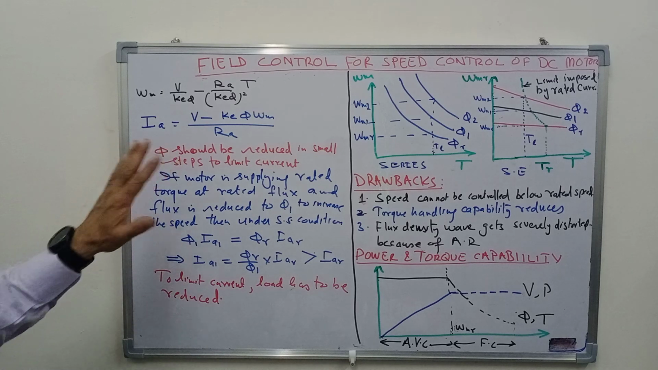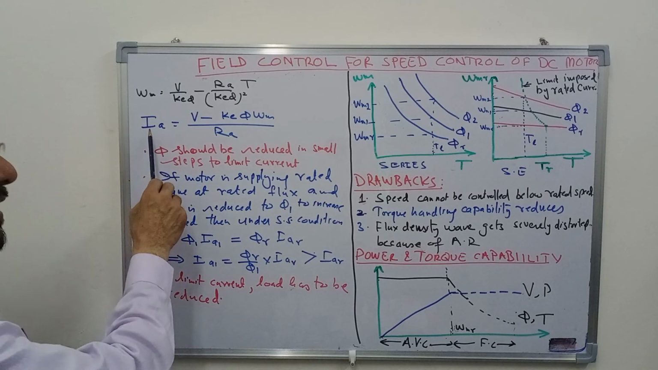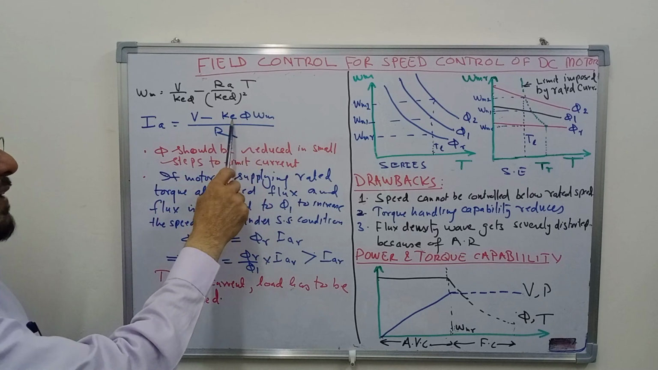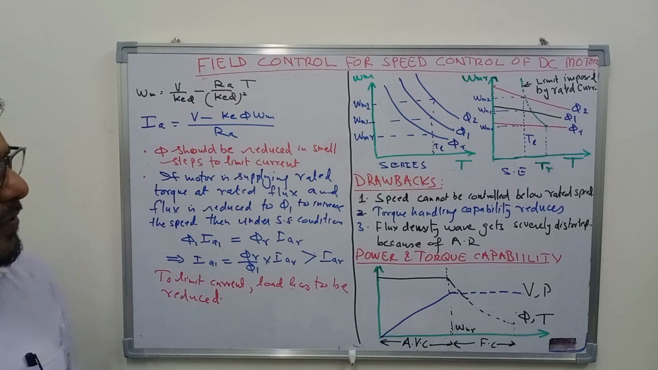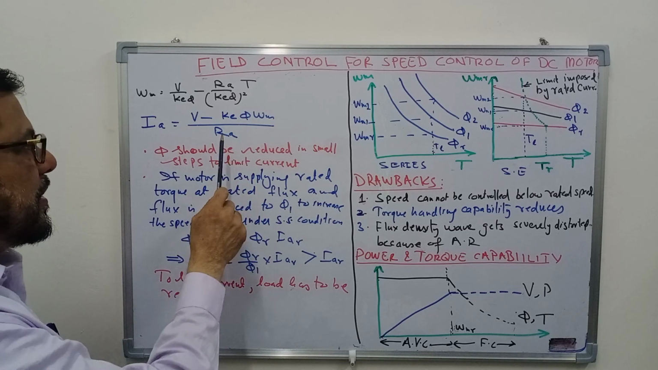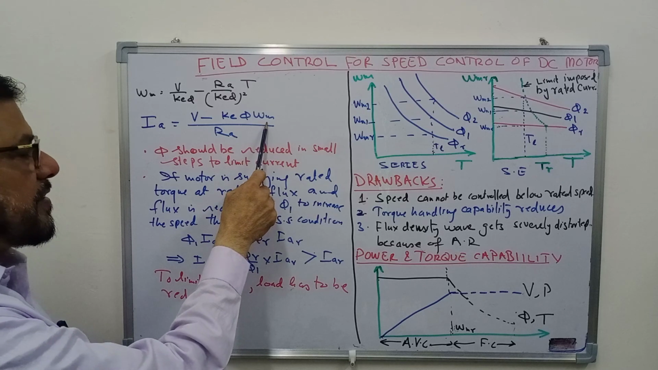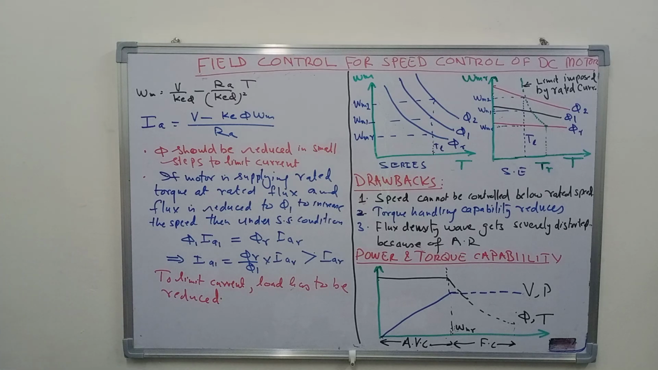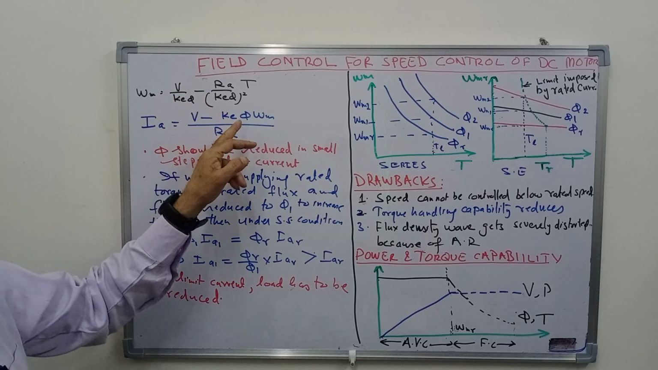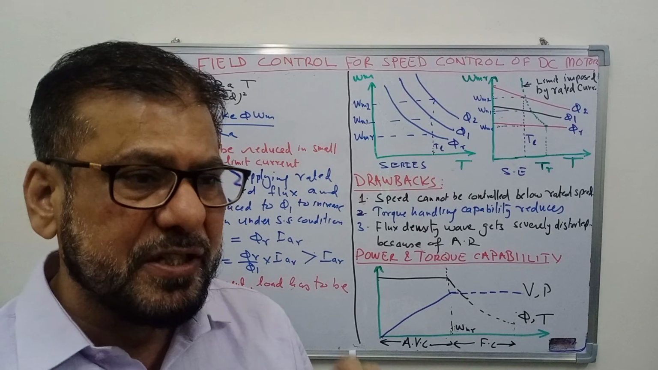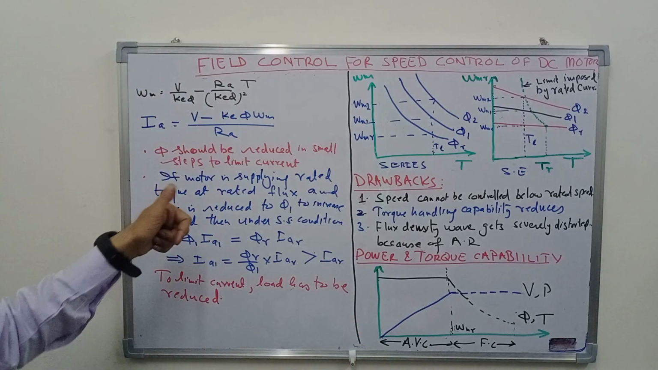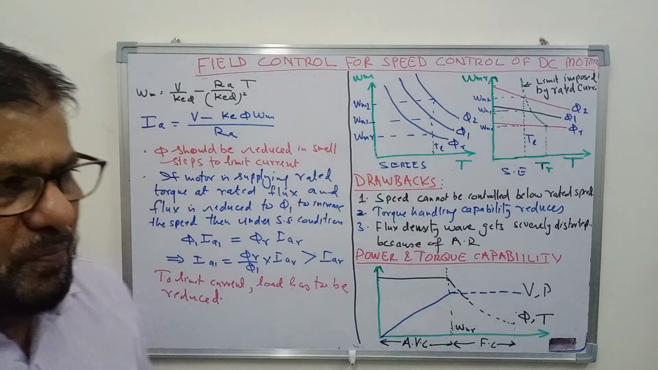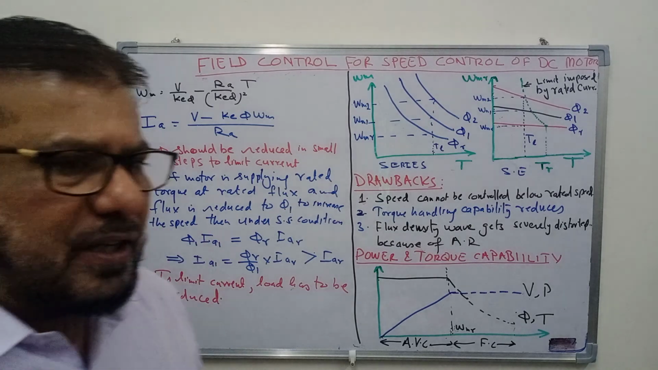Now one thing you should remember is that the current drawn by the motor depends on voltage minus the back EMF, that is Ke phi omega m, upon Ra. So if you reduce the flux suddenly, what will happen? Speed will not change instantaneously. So the current will rise to a very high value. So you have to change the flux only gradually, in small steps, so that during the transient period current does not cross the permissible limit for the motor. That is usually twice the rated current of the motor.